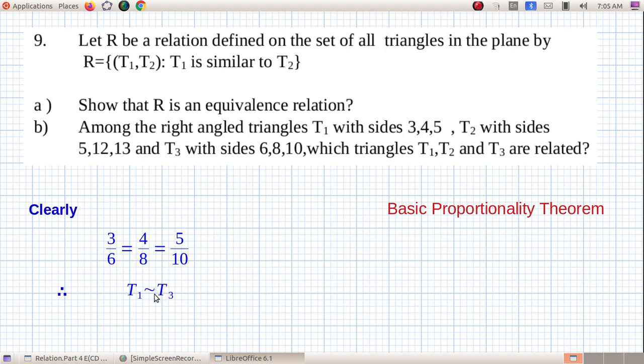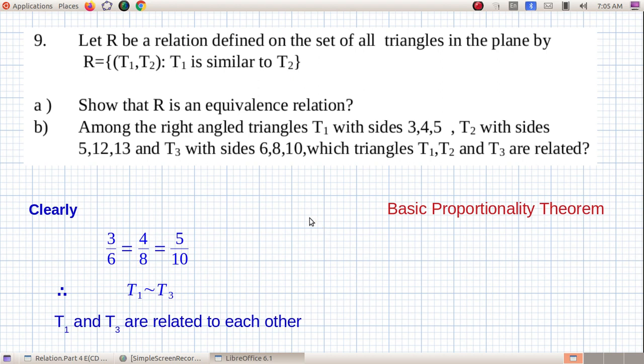The symbol for similarity is this one. And what is the symbol for congruence? In addition to this symbol, there is an equal sign. That is the symbol for congruence. Here T1 is similar to T3. Therefore, T1 and T3 are related to each other.